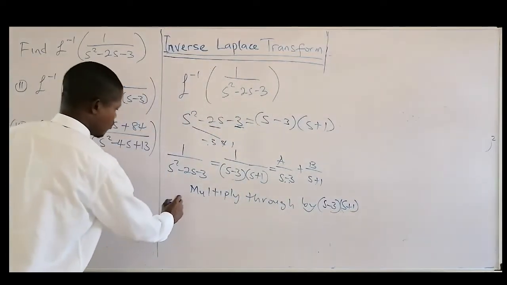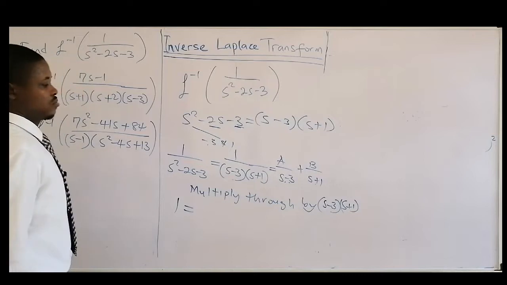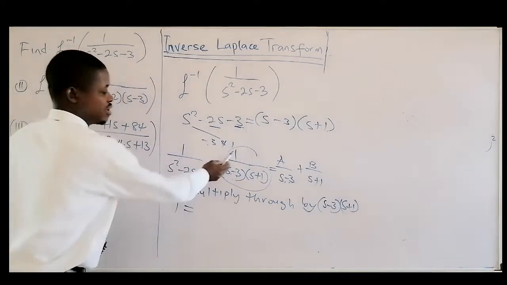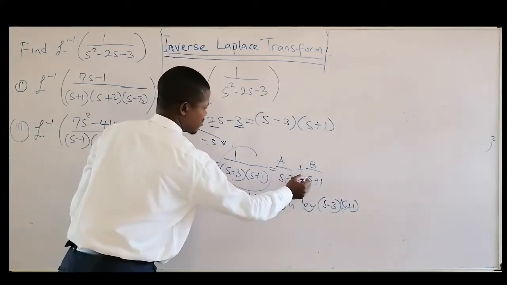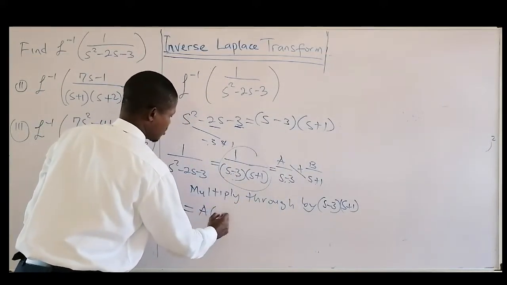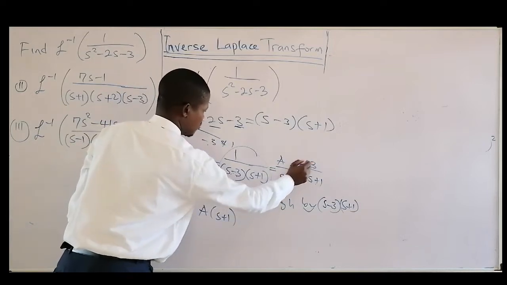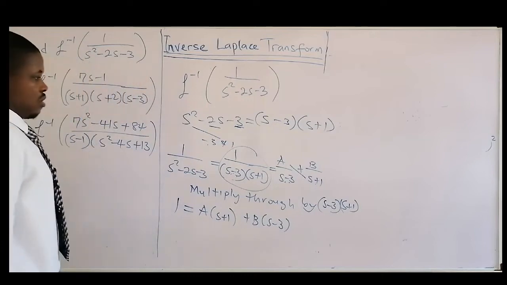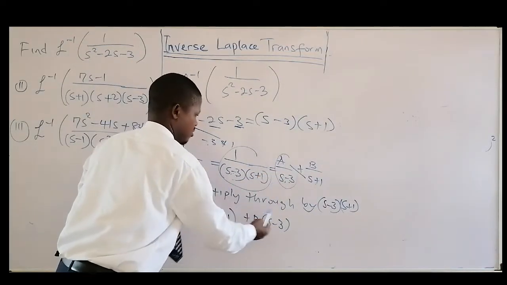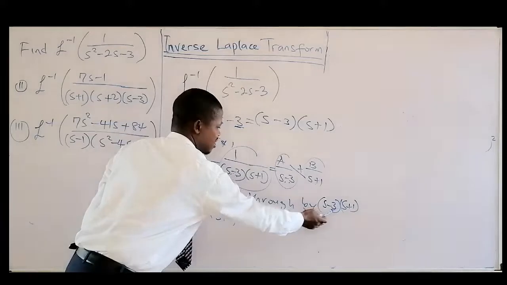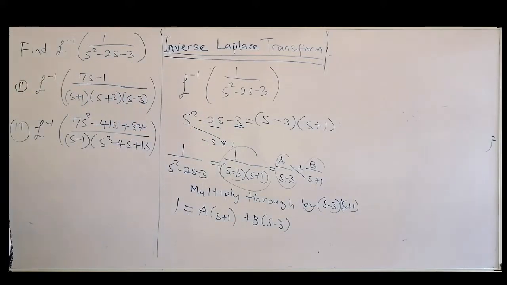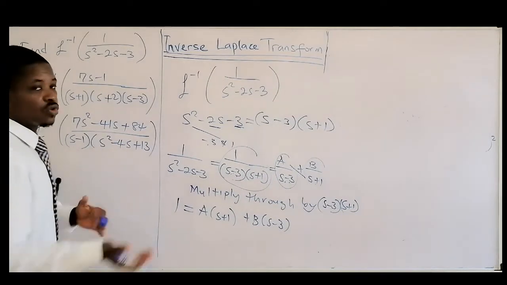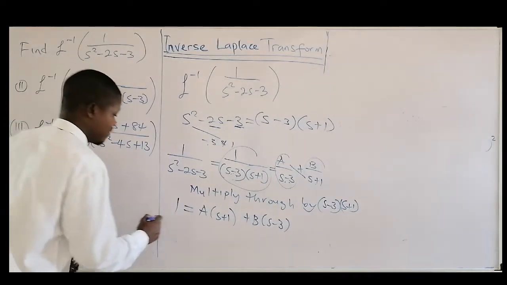If you do that, you have 1 equal to this one multiplied by this. So it remains 1 here, and then here you can cross multiply. That will be A into bracket x plus 1, and this one also has B into bracket x minus 3. Then we use elimination: look for a way that, by the time you substitute for x, one term will vanish, and then you get another equation.